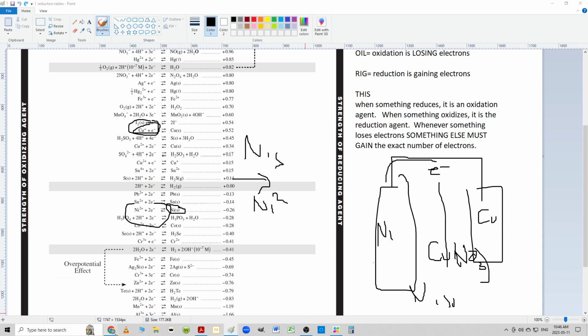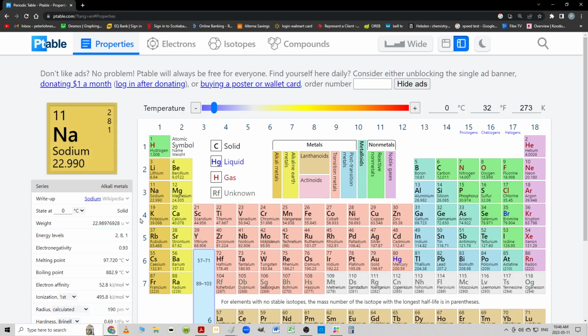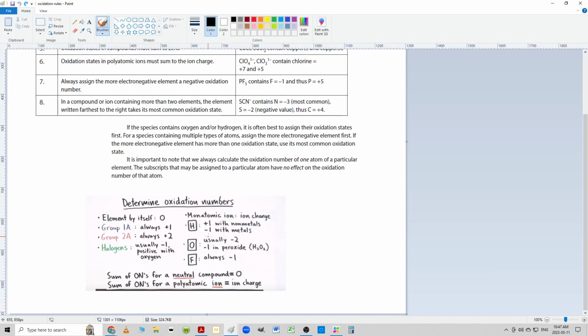The other thing you want to keep in mind is the rules you used in the periodic table still apply. These all tend to oxidize. They all tend to lose electrons. These all tend to gain electrons. It's just we need some more rules for unusual cases and things we can't figure out from the periodic table. But there are some basic rules you should always remember.